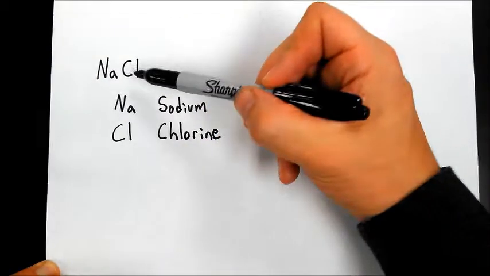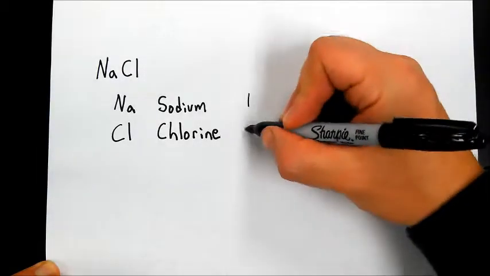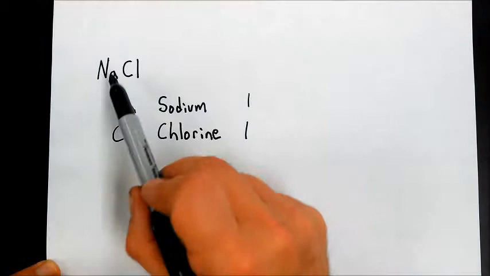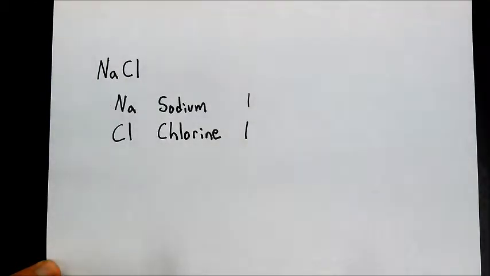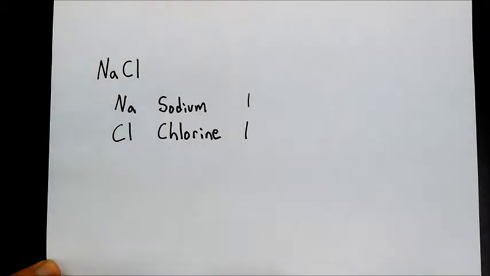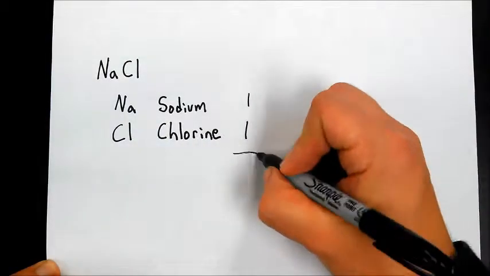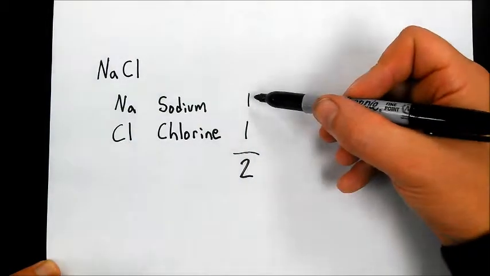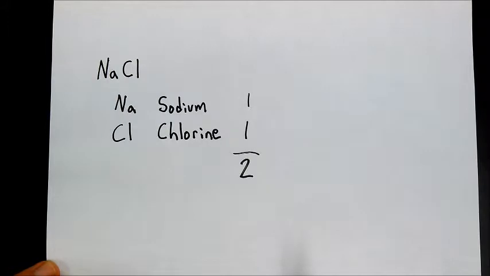There is one atom of each in each sample of sodium chloride. So each molecule has one sodium and one chlorine for a total of 2 atoms. 1 atom of sodium, 1 atom of chlorine.